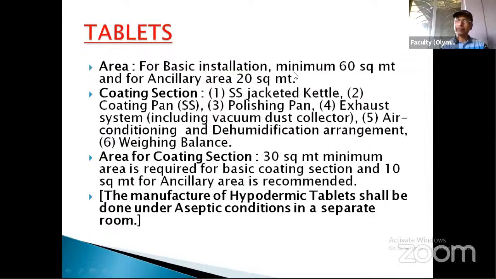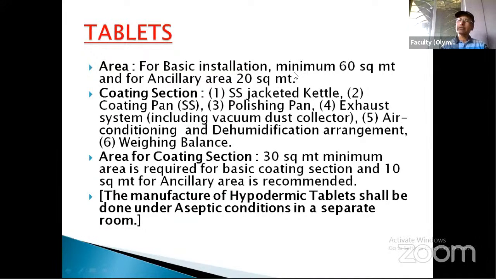Some dust may come from your tablet that will be properly collected in a vacuum dust collector. Air conditioning and dehumidification is a very, very important requirement here, and you need a weighing balance. So these are the minimum equipment required: SS jacketed kettle, coating pan of stainless steel, polishing pan, exhaust system, air conditioning and dehumidification arrangement. You have to see and note down in your record also what is the RH value at that time, relative humidity, and the air conditioning system, and weighing balance, temperature you have to measure.